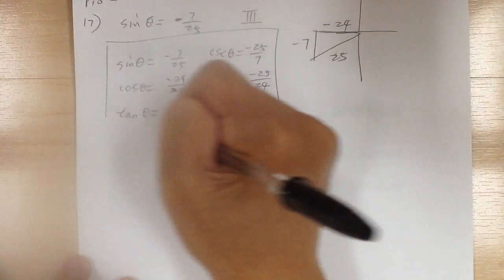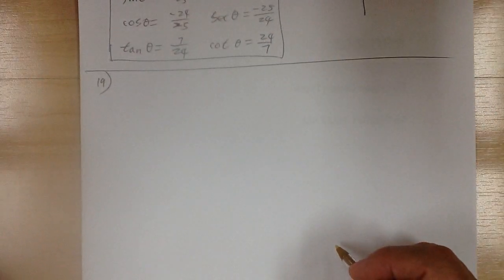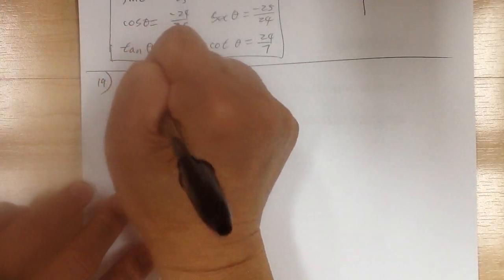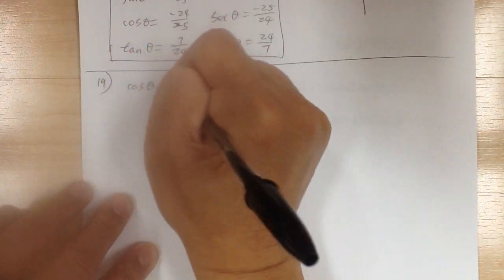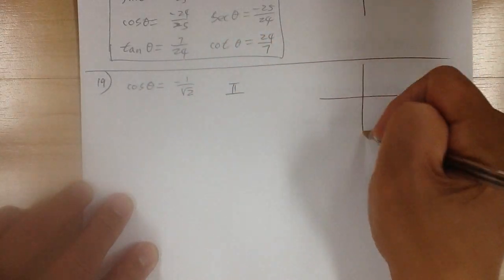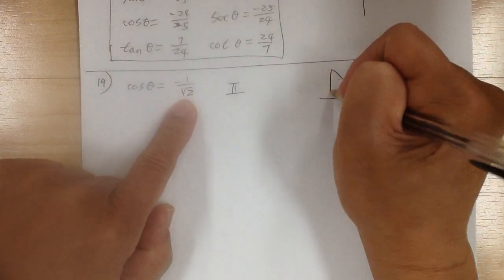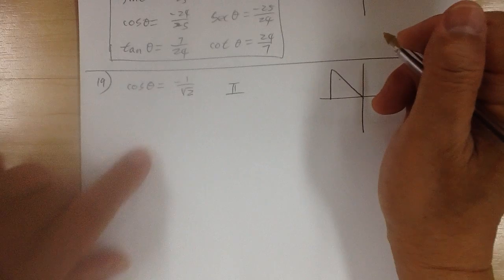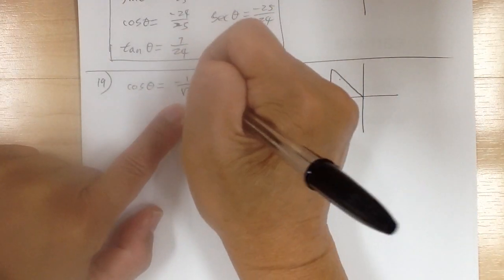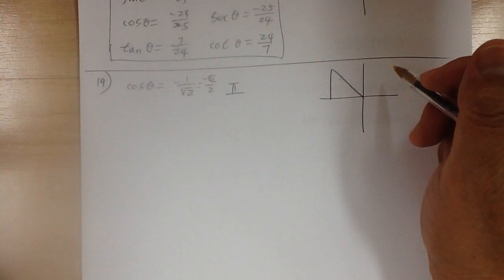Okay, next one. Okay, you have cosine theta equal to -1 over square root of 2. And this is a quadrant 2 angle. So quadrant 2 is over here. So you have to recognize that this is going to be a 45-45 special triangle. Okay, and another way of writing this is -square root of 2 over 2. If you multiply by square root of 2 over square root of 2, you get that. So you can use either one.